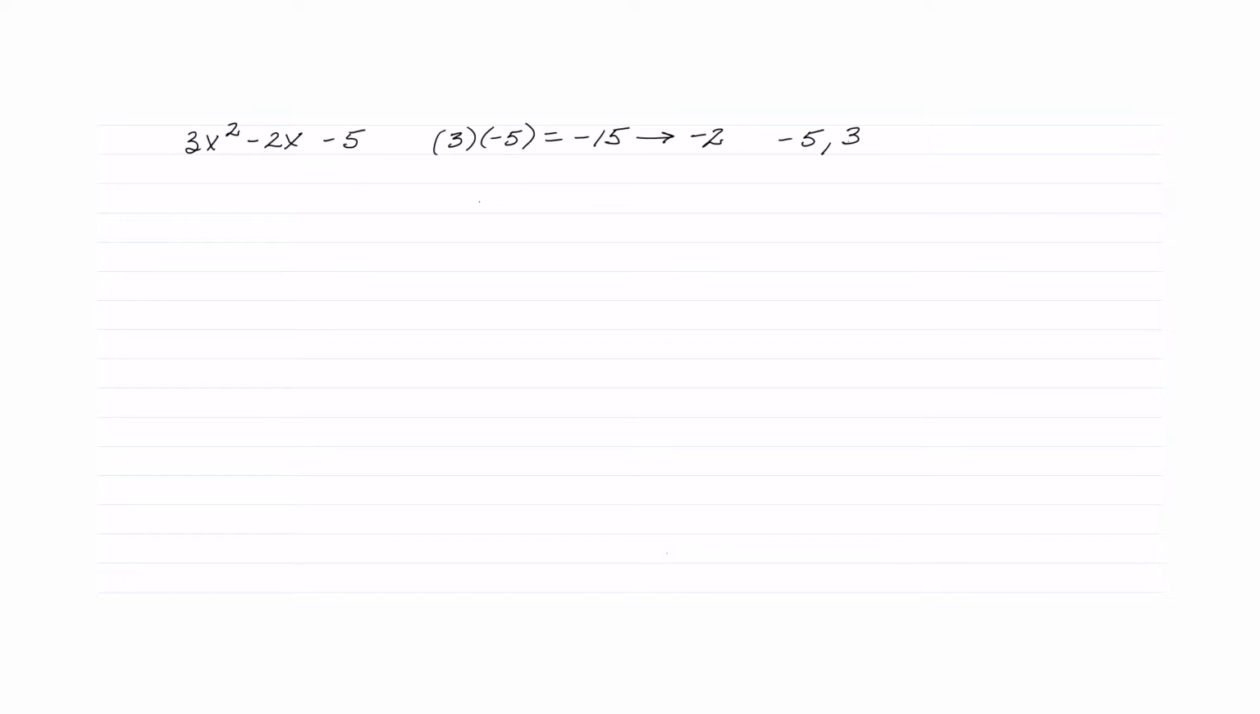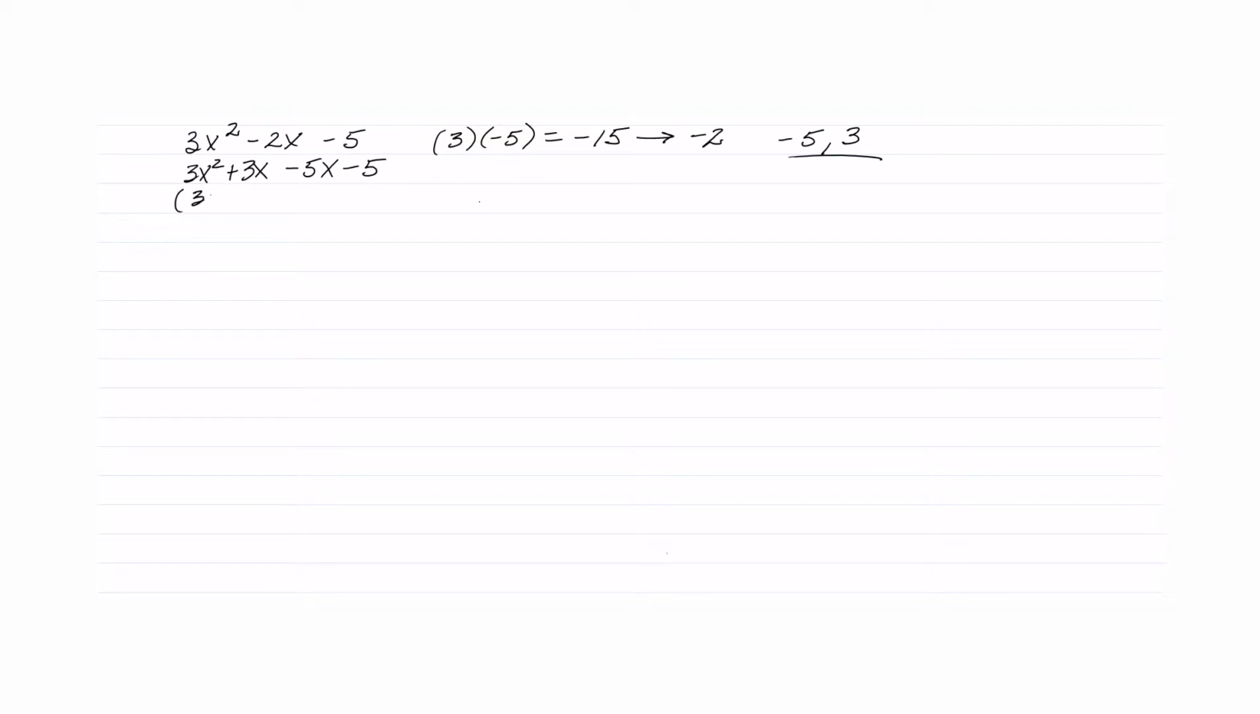And once again, I said it in our previous video, but I'll say it again. If you are very good with your multiplication tables, you're going to be very glad because we're going to be using those extensively. So let's use the two magic numbers that we just found to break up our middle term. So we're going to have 3x squared minus 3x plus 3x minus 5x minus 5.